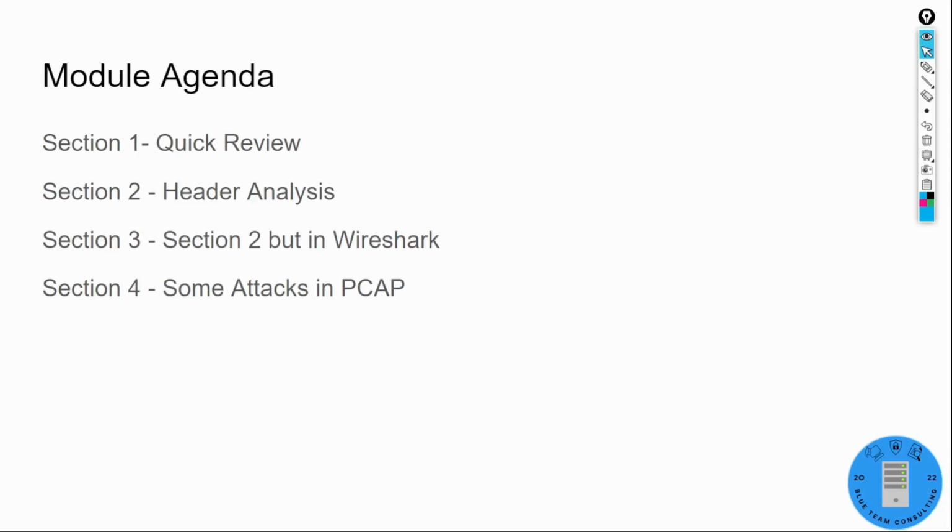Module agenda: we're going to have a quick review of some concepts you should know before going into this that we've covered in previous modules. We'll go into Section 2 for header analysis. In Section 3, we're going to redo Section 2, but we're going to do everything in Wireshark. And in Section 4, we're going to cover some attacks seen in PCAP so you can get familiar with those.